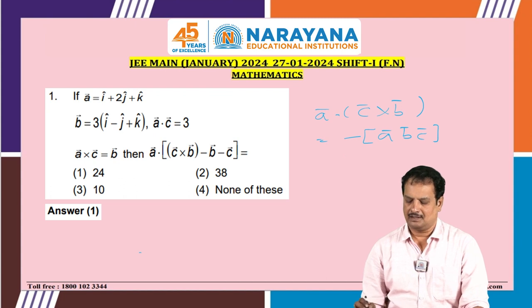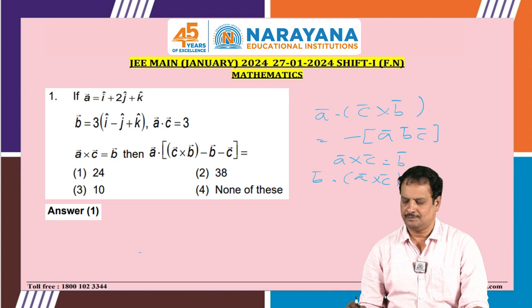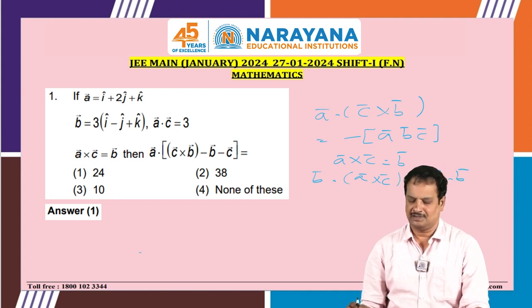Simply, A bar cross C bar is equal to B bar is already given. So you can take B bar dot A bar cross C bar is equal to B bar dot B bar. Thereby we get modulus of B bar whole square, and the next one, A bar dot B bar, can be calculated from the given data because both A bar and B bar are given. And next A bar dot C bar was anyway given. Substituting all these values in the given expression, you'll get the answer 1. So this is the process of solving the problem.